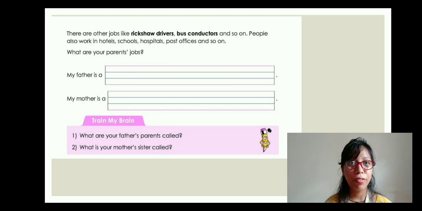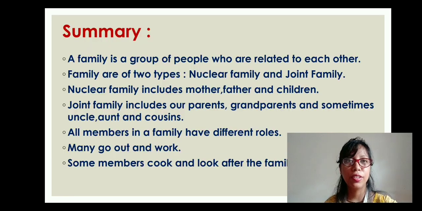So what are your father's parents called? Yes, my father's parents are called grandparents. And number 2 is, what is your mother's sister called? My mother's sister is called aunt. So these are the answers that you're going to write in your EVS copy. I hope you have understood it.